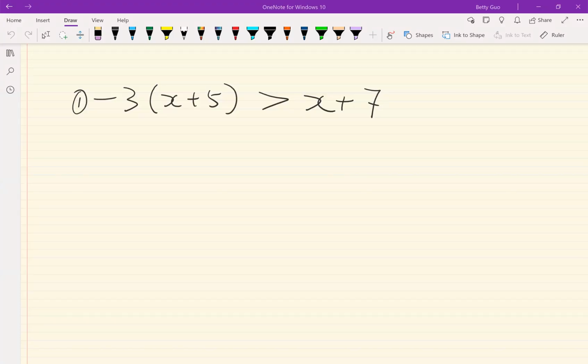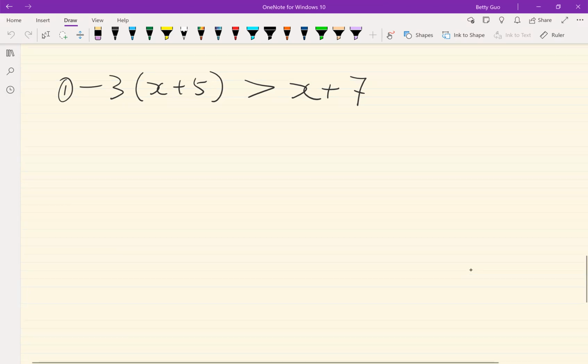Good morning, everybody. Yesterday, we learned how to solve a linear inequality in one variable. Let's practice what we learned yesterday. Look at this inequality. Left-hand side, -3 times parentheses x plus 5 is bigger than the right-hand side, which is x plus 7. So let's take a couple of minutes to solve this inequality. I'll give you a couple of minutes to work on it.